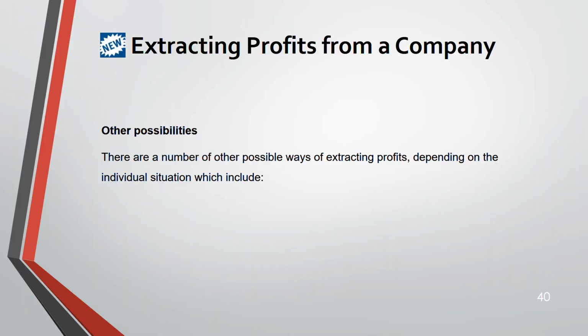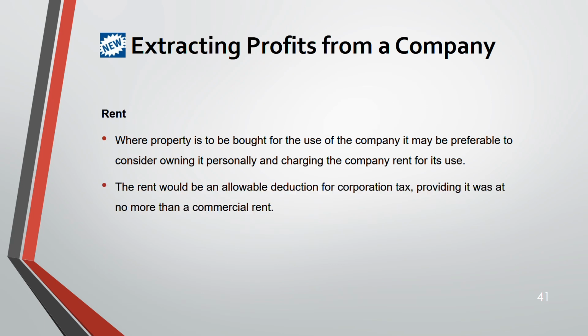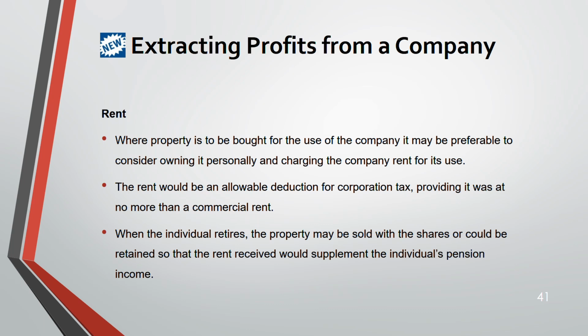Now other possibilities. There are other possible ways of extracting profit. You can charge rent, you can charge interest, and you can fund a pension scheme. So now rent. Where the property is to be bought for the use of the company, it may be preferable to consider owning it personally and charging the company rent for its use. The rent then will be an allowable deduction for corporation tax, providing it was at no more than a commercial rent. When the individual retires, the property may be sold with the shares or could be retained so that the rent received would supplement the individual's pension scheme.